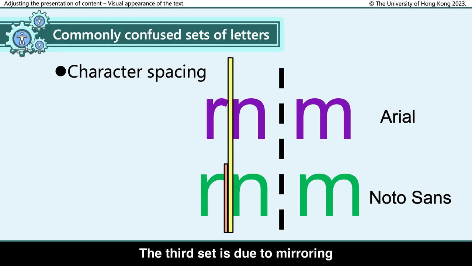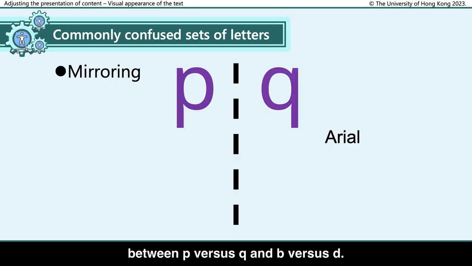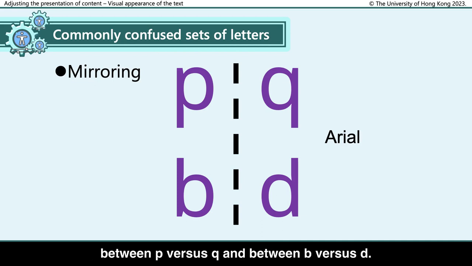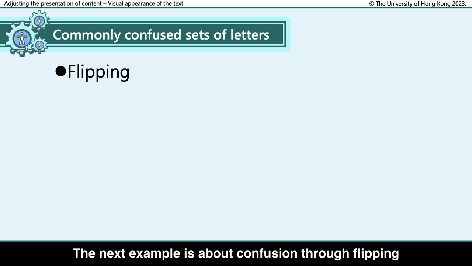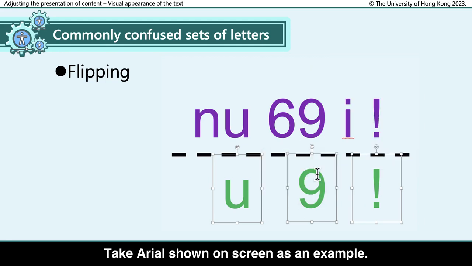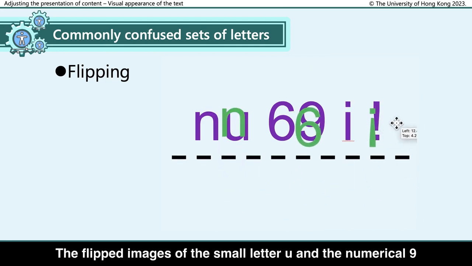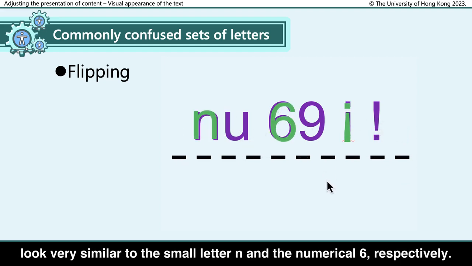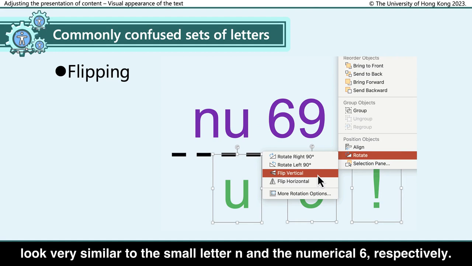The third set is due to mirroring between P versus Q, and B versus D. Some people may experience difficulty distinguishing between P versus Q and between B versus D. The mirror images look very similar. This can be confusing. The next example is about confusion through flipping and swapping the characters. Take a reel shown on screen as an example. The flipped images of the small letter U and the numerical 9 look very similar to the small letter N and the numerical 6, respectively.